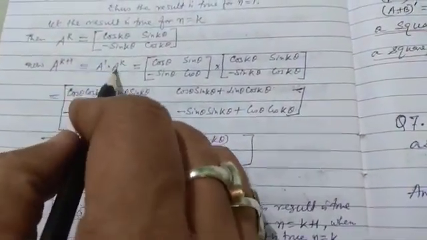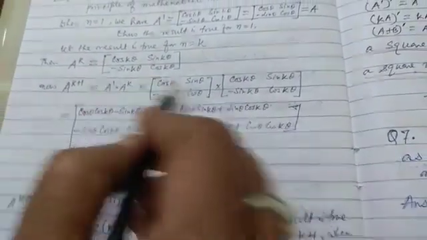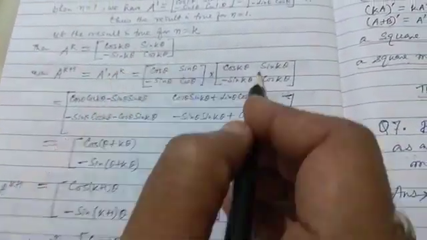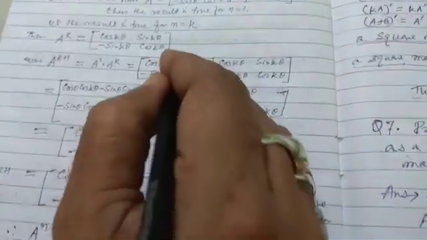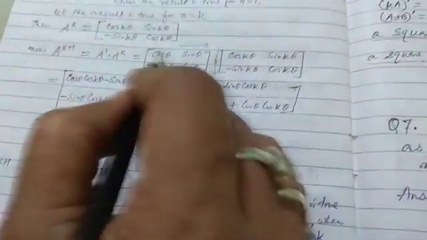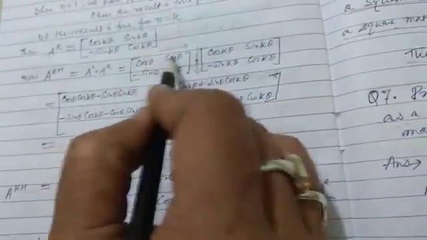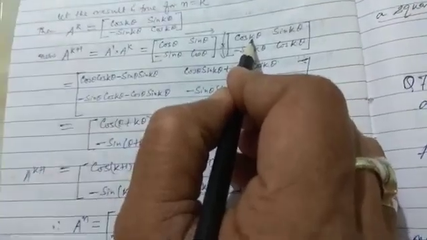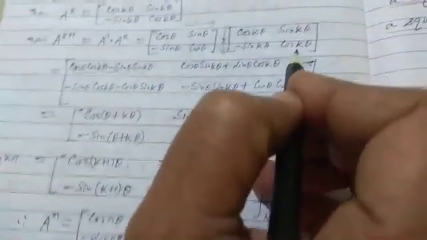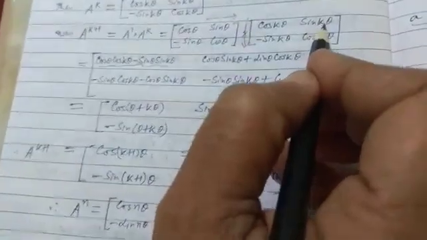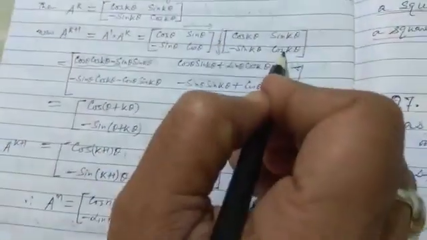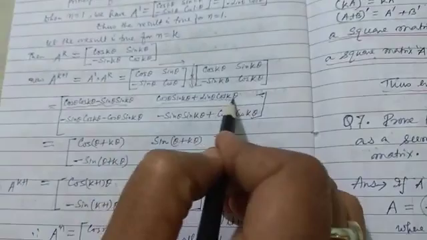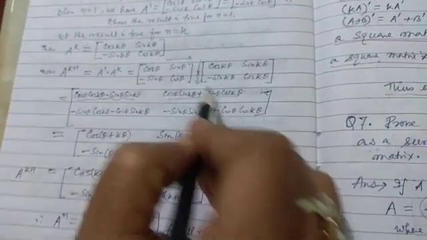Now A to the power k plus 1 is what? A to the power 1 into A to the power k. So A to the power 1 means this only, and A to the power k we have got like this. Now matrix multiplication, rows into columns. First row, first column: cos theta into cos k theta plus sin theta into minus sin k theta. So this is coming. Now first row into second column: cos theta into sin k theta plus sin theta into cos k theta, and that is coming in first row, second column position.